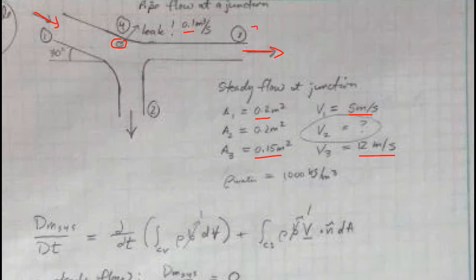This is 3 here. And then we have an unknown velocity at 2 going across an area of 0.2 square meters. But this is what we're looking for, the velocity at 2. So in this case, we can assume the velocity is either way, but let's assume that it's flowing out.